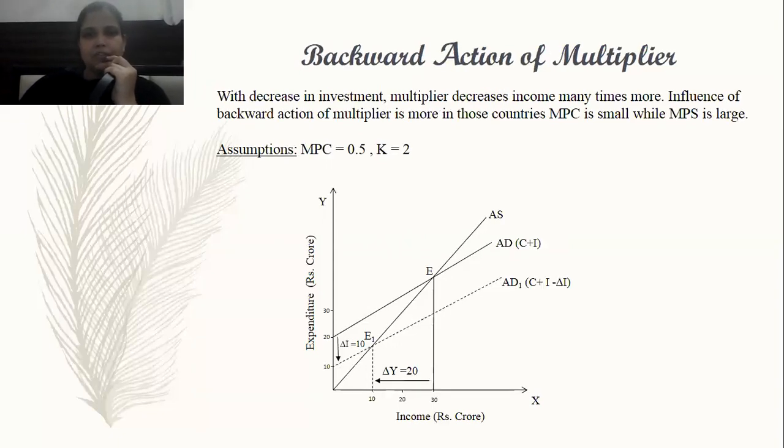Next is backward action of multiplier. Backward action of multiplier is with decrease in investment, multiplier decreases income many times more. Influence of backward action of multiplier is more in those countries where MPC is small and MPS is large. Again, we'll assume the same assumptions. MPC is equal to 0.5. As a result, the multiplier is equal to 2. It means we need to show with decrease in investment, income decreases 2 times more.